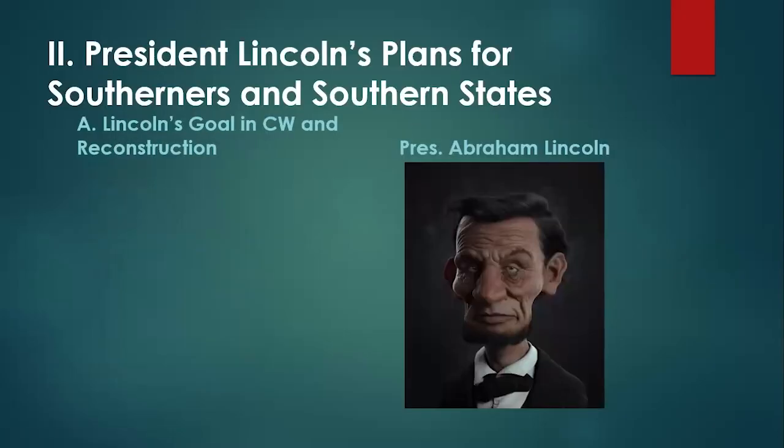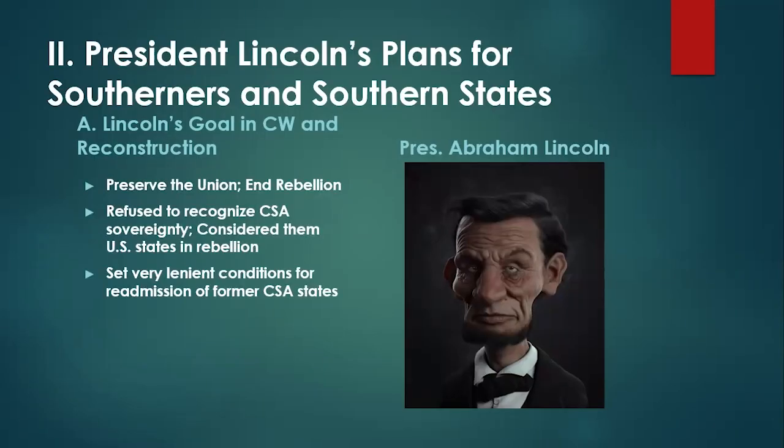So we're going to look at a few different plans for Reconstruction here, starting with President Abraham Lincoln, who was president throughout the Civil War. Lincoln didn't even recognize the Confederacy as a sovereign nation. Right? He saw them as states in a sort of rebellion against the United States. And he wanted to quash that rebellion in order to restore order in the Union. Right? He wanted to preserve the Union. And he set pretty lenient conditions considering his rhetoric and understanding of the Civil War here. With his goal being to preserve the Union, he wasn't interested in placing a whole lot of harsh conditions on the South.